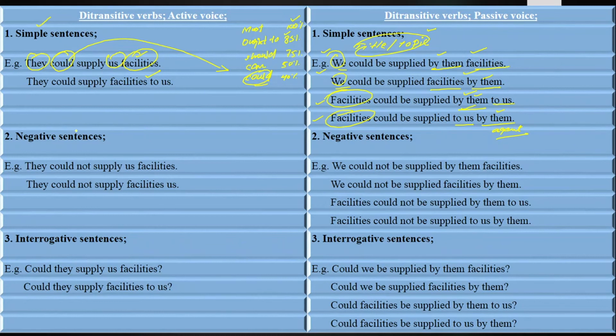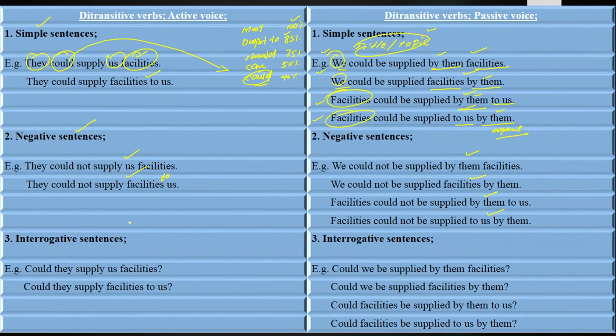Next we have got the negative sentences. Those sentences in which we deny the statement, reject the statement, refuse the statement are called negative sentences. They could not supply us facilities, they could not supply facilities to us, and we could not be supplied by them facilities, we could not be supplied facilities by them, facilities could not be supplied by them to us, facilities could not be supplied to us by them.